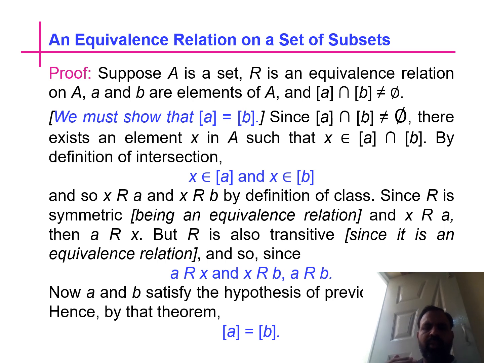Since R is symmetric, being an equivalence relation, x R a and so a R x. But R is also transitive, since it is an equivalence relation, and so a R x and x R b give a R b. Now a and b satisfy the hypothesis of the previous theorem. Thus by the theorem, a = b.